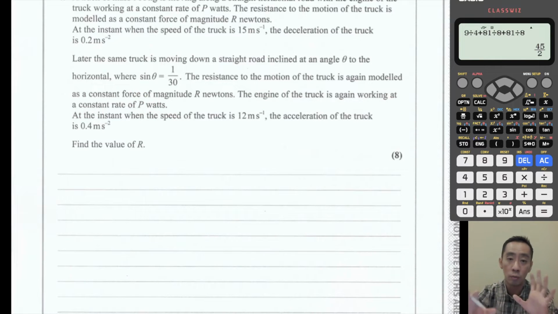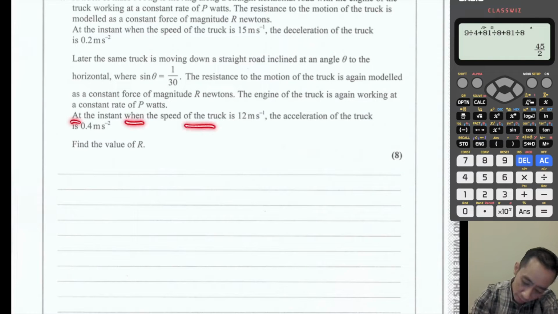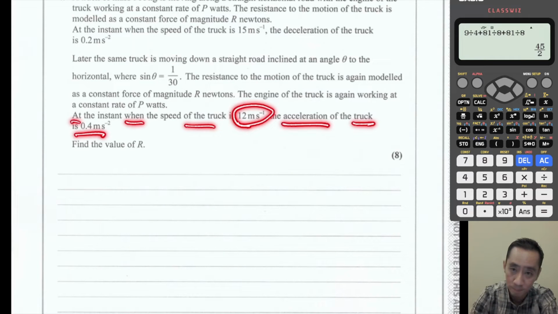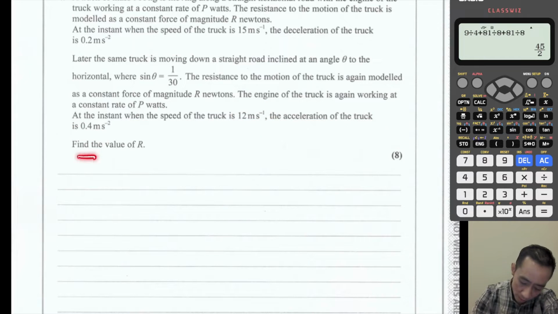So basically in the two situations, all the variables are the same. It's just that one is horizontal movement, another one is going down. At the instant where the speed of the truck is 12 ms-1, the acceleration of the truck is 0.4 ms-2. We are asked to find the value of R.